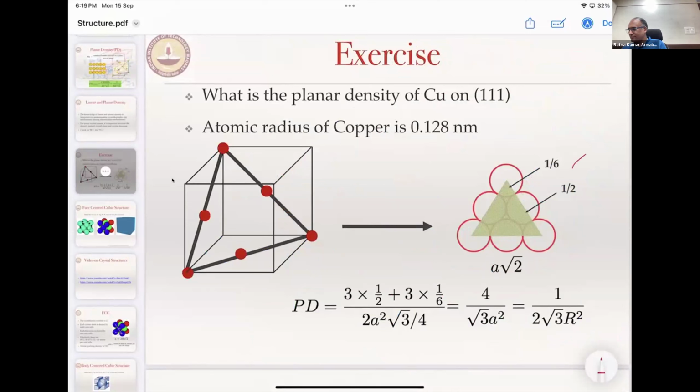This is the 111 plane. When you increase the size of these atoms until they touch, this is the 111 plane. This is how the 111 plane looks.